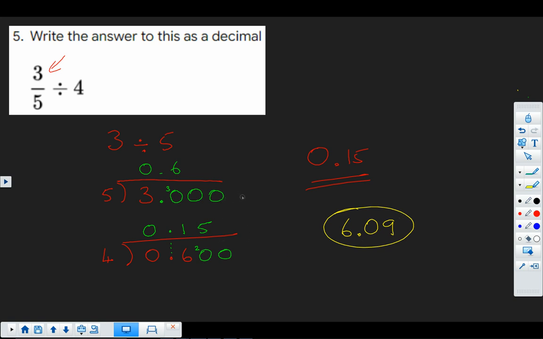Please go away and have a practice of those on nugget 6.09, because once you've seen this bus stop method for your division, but with decimals, it's something that many students can reproduce. So have a go and practice that, please.